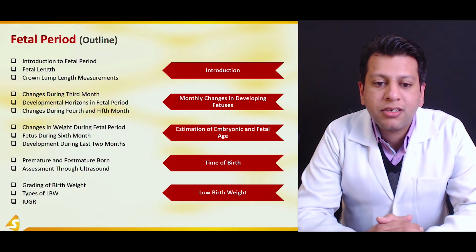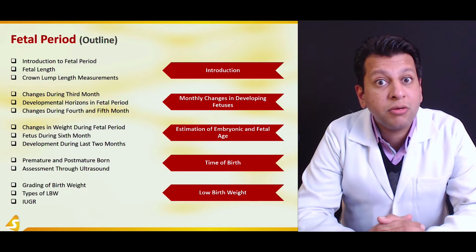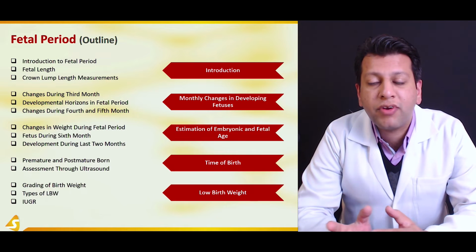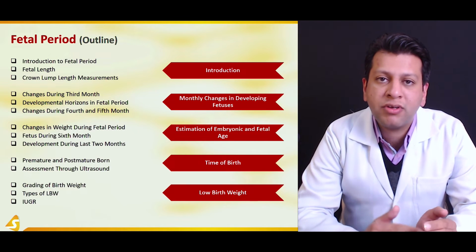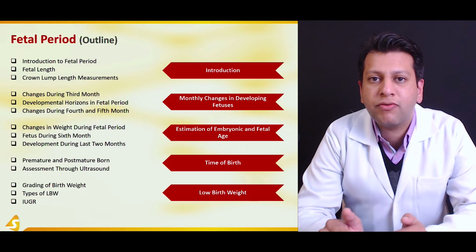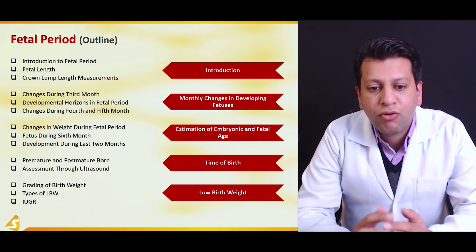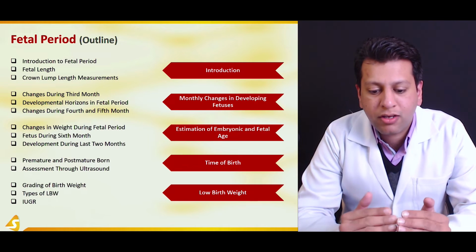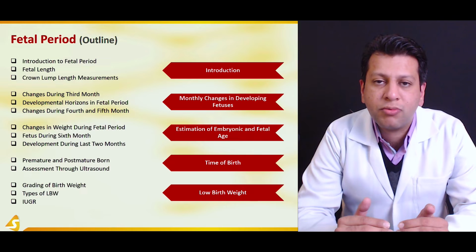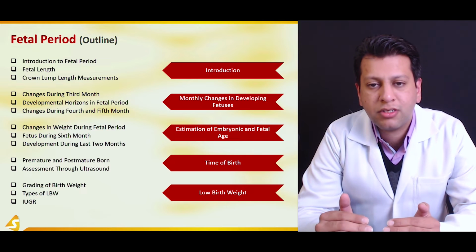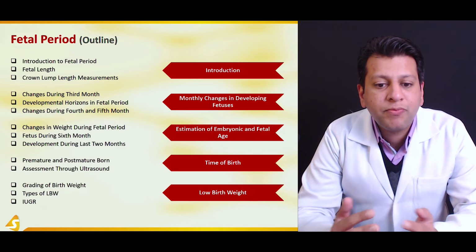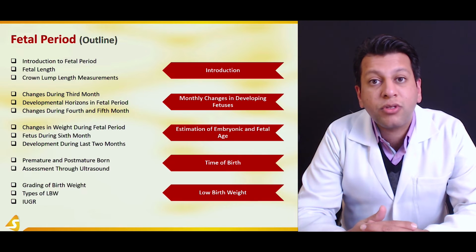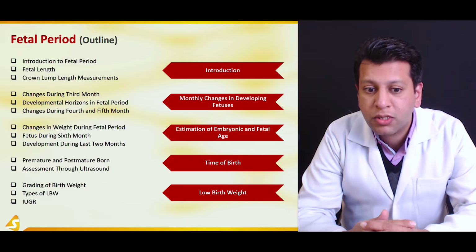Then in the second section, we'll be going through the changes during the third month, then how the developmental horizons occur in the fetal period, what are the landmarks which a fetus goes through during the different months of gestation, and how we can measure those months to accurately guess whether the fetus is progressing smoothly through the pregnancy or not. Then there are different changes during the fourth and the fifth month. I will be going through that as well.